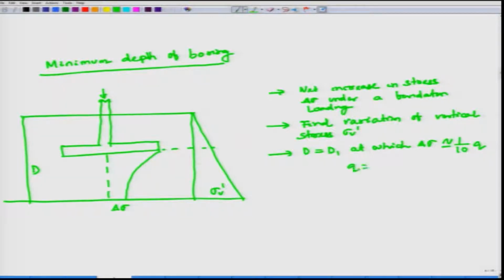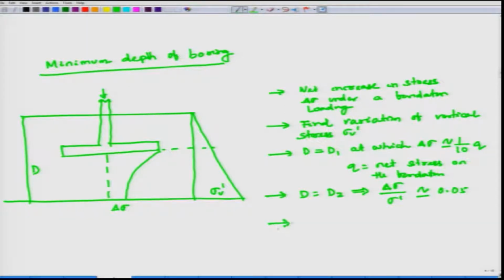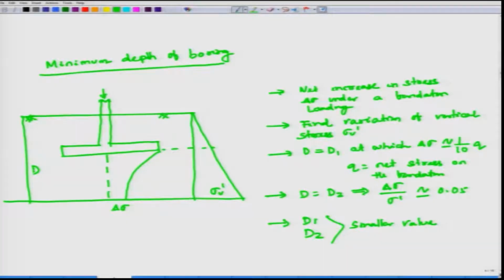Q is equal to the net stress on the foundation. Then D is equal to D2, at which delta sigma by sigma prime is approximately 0.05. Then take D1 and D2 and take the smaller value. First, in your subsoil investigation, what should be the minimum depth of boring, that is, up to what depth below the ground surface you are going for the boring.